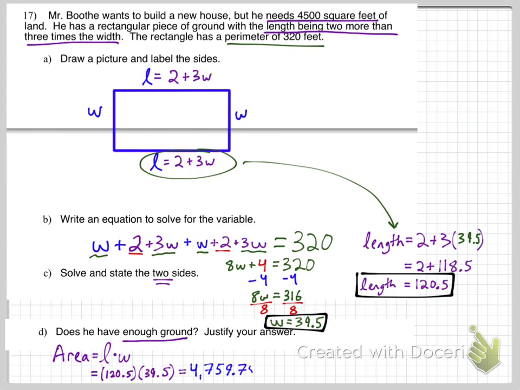When you multiply them, you notice we get 4,759.75 square feet. And that means yes, he has enough. So write a sentence, yes, he has enough, because he needs 4,500 square feet and he has 4,759 square feet.